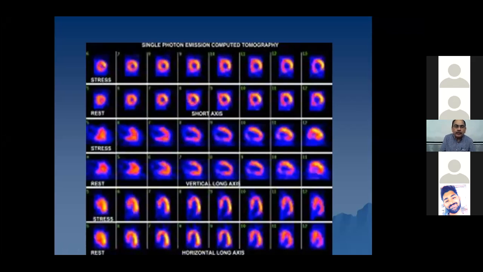Here you can see the single photon emission computed tomography from the heart. This is also known as thallium scan. These images are usually not very accurate anatomically, but you can see the different colors. These colors delineate the amount of radioisotope taken by the tissues.